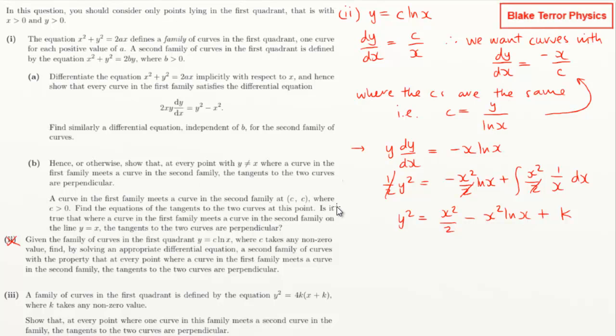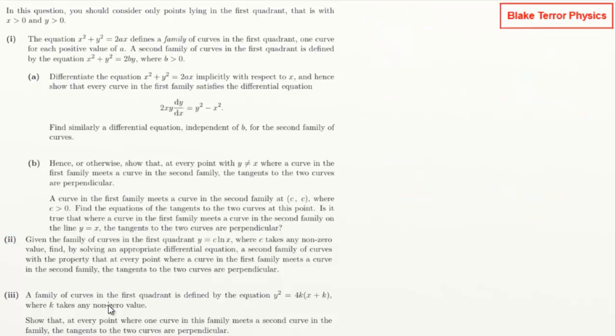Oh, so we just got one family. Okay, I will go over a new sheet on this. Let's read this again. So a family of curves in the first quadrant is defined by y squared is 4k times x plus k. K takes any non-zero value. Show that at every point where one curve in this family meets a second curve in the family.